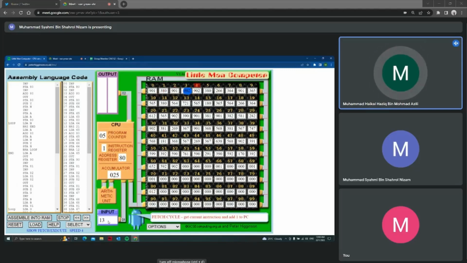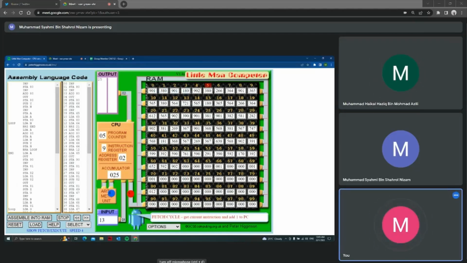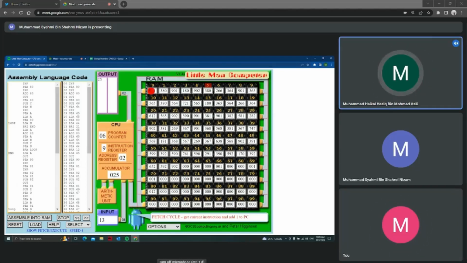So as you can see from here, Little Man Computer. So this is our output, and the output will be stored back at 80. So that's for the addition process.